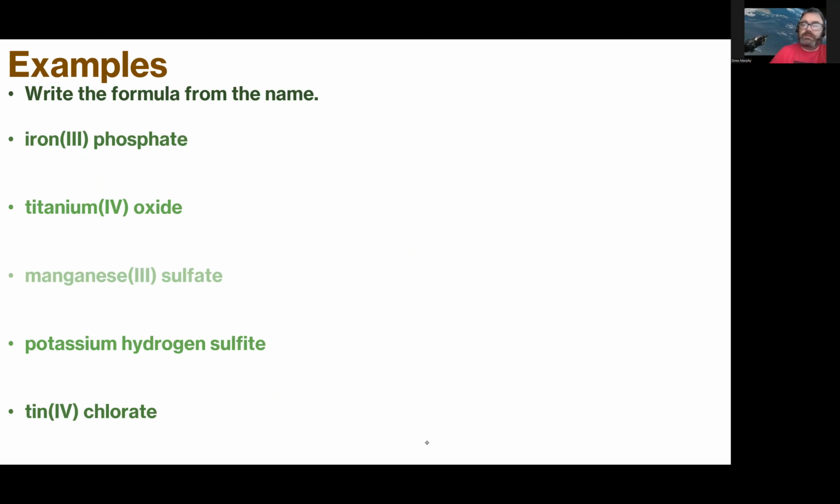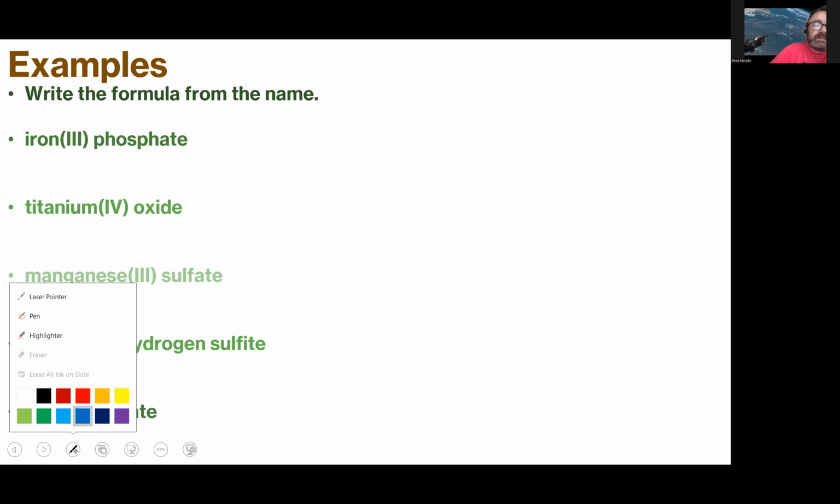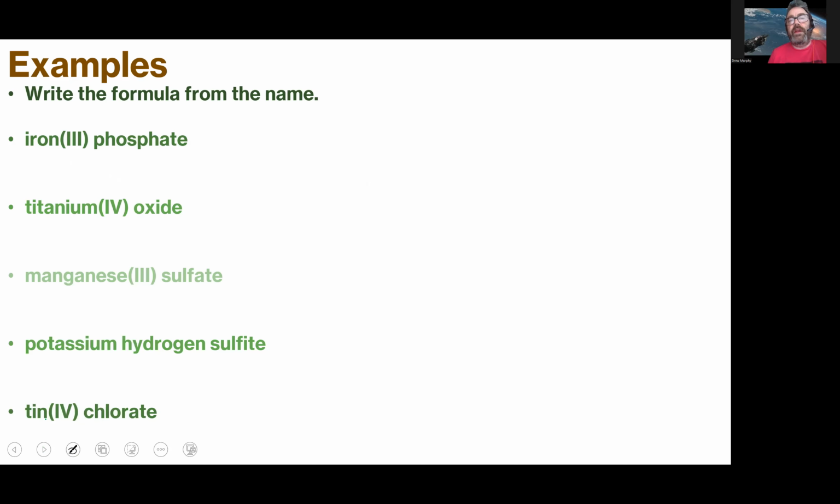So let's do these. Again, the name tells us what the ions are. We just have to put them together. And so as we're starting this off, you'll probably want to write the individual ions and then you can twist it into a formula because that's probably the easiest way to do it. Iron 3 phosphate. So remember, it tells you the charge. So that's iron 3 plus. Phosphate is PO4 3 minus. So these two together become FePO4.